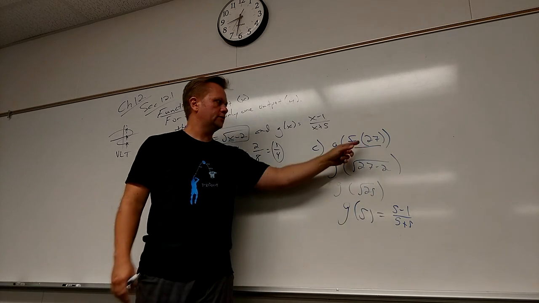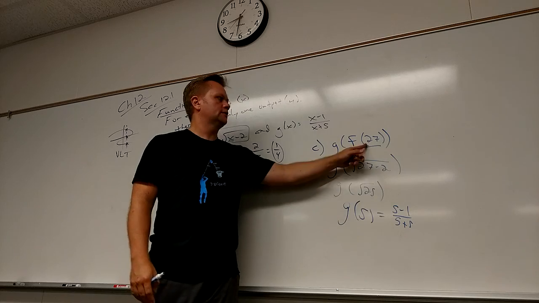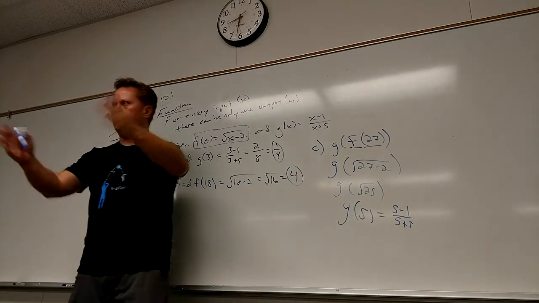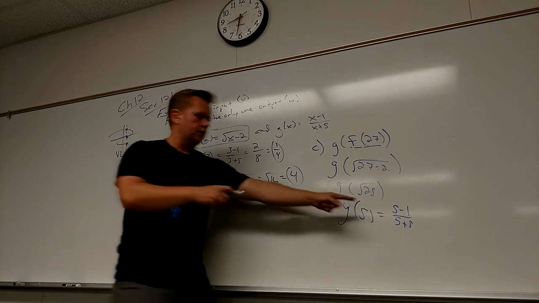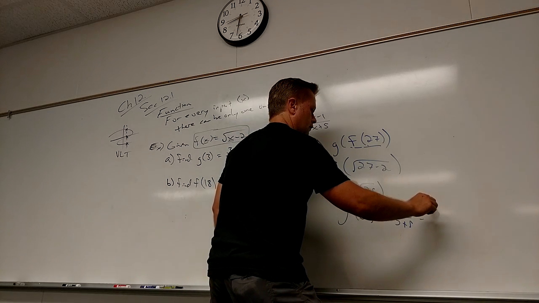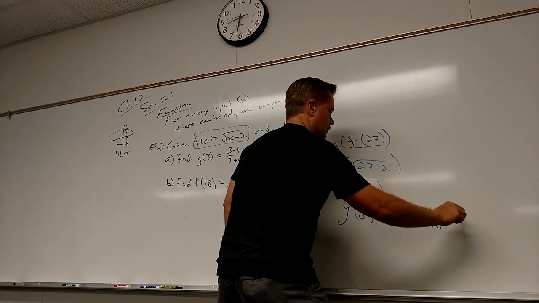I'm like, all right, just give me a number. What is this number? It's 5. Oh, okay, now I can put 5 into g. What do I get? I get 4 over 10, which is 2 over 5. I like it.